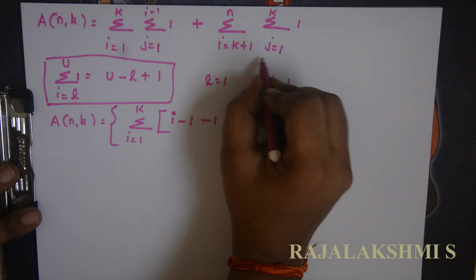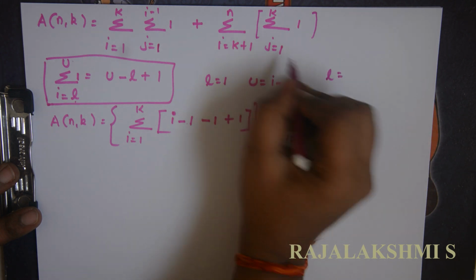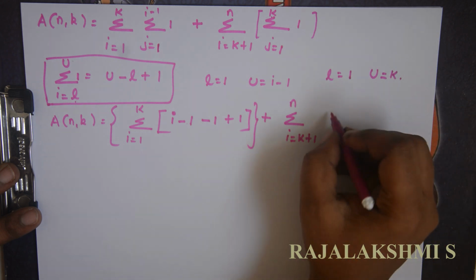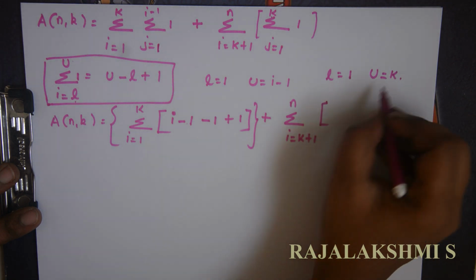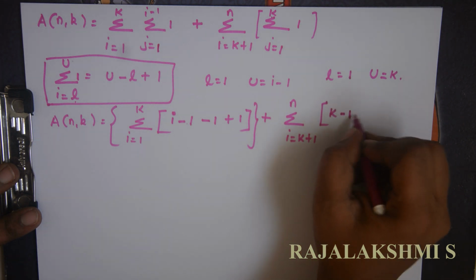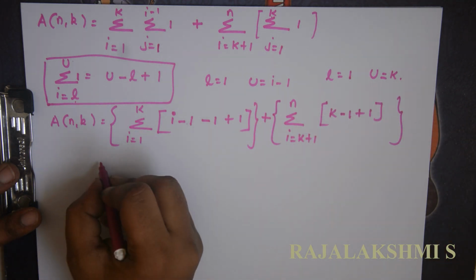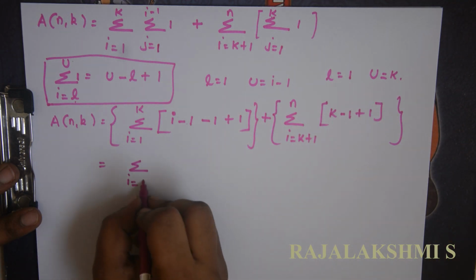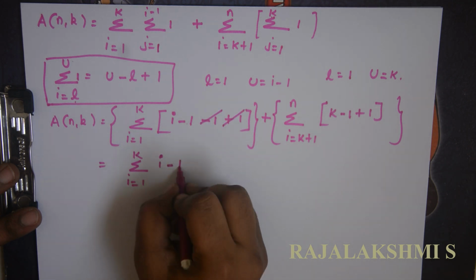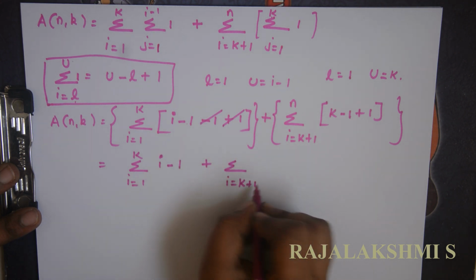Now we will replace this one. Compare: instead of l we have 1 and instead of u we have k. So this will be replaced as u minus l plus 1, so u is k minus l, which is 1, plus 1, right? This is the second part. Now we will simplify. Summation i is equal to 1 to k, minus 1 and plus 1 get cancelled, so it is i minus 1, plus summation i is equal to k plus 1 to n, it is k.